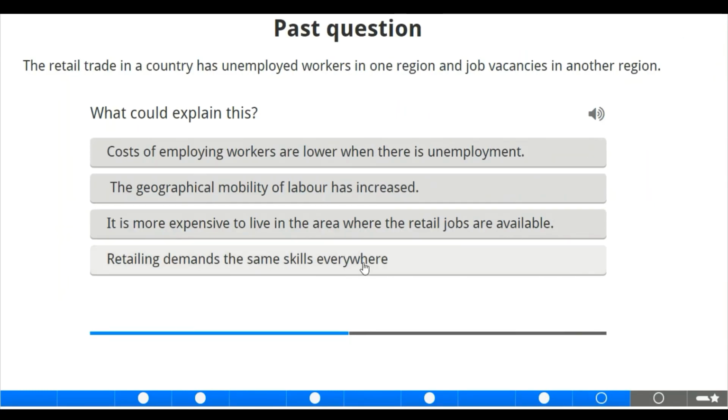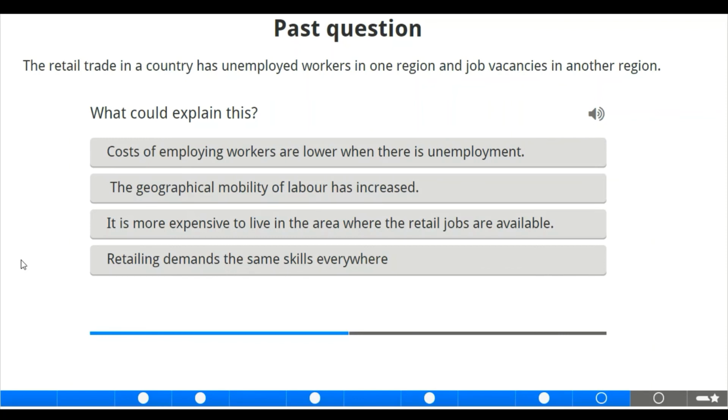Moving to the next slide, we have a past question here. Let us go through it. The retail trade in a country has unemployed workers in one region and job vacancies in another region. Wow. What could explain this? Cost of employing workers are lower when there is unemployment. Is that so? The geographical mobility of labor has increased. It's more expensive to live in the area where the retail jobs are available. Retailing demands the same skill everywhere.